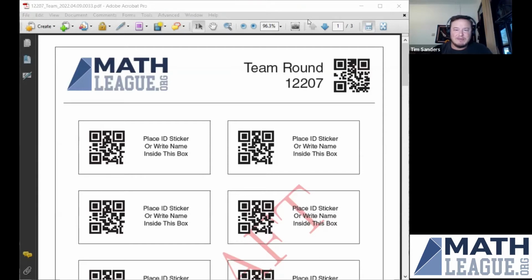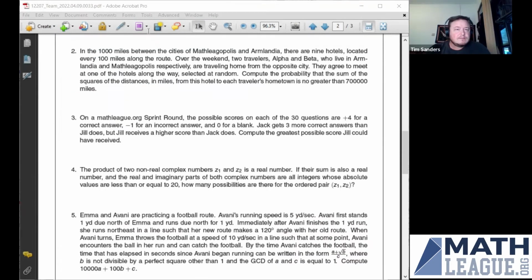Have you seen these problems before? This is the first time I'm seeing the problems as well. So we're going to get a chance to show people what happens when we look at these problems for the very first time, right? How are we going to solve these? What kind of things would we do to figure this all out?